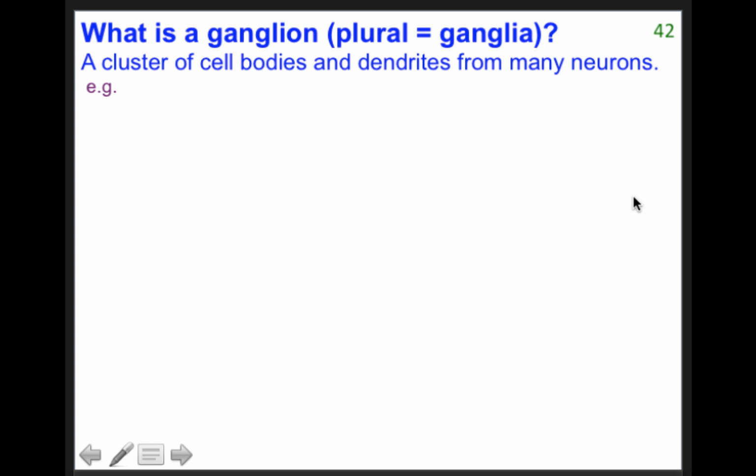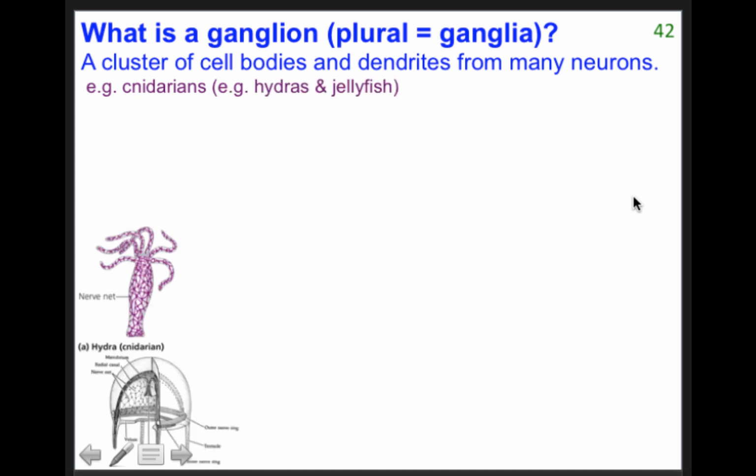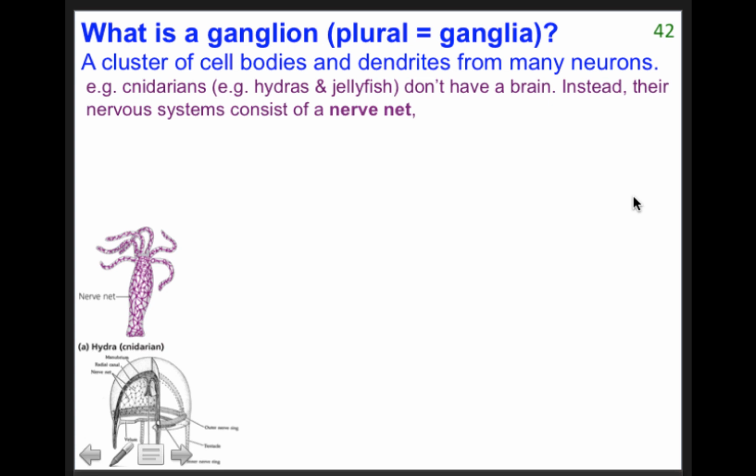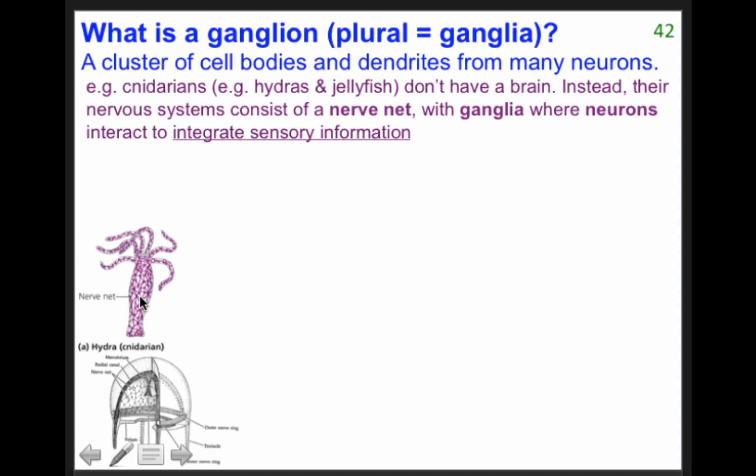Well, if you look at more ancestral looking species like cnidarians, which include things like hydras and jellyfish, they don't actually have a brain like we do. Instead, their whole nervous system is what we call a nerve net. It's a bunch of nerves connected together, but you also see these dark spots here, which are the ganglia, where these nerves interact with each other, where they might integrate some sensory information. And based on how that sensory information is integrated, it can then signal the correct response to those sensations.